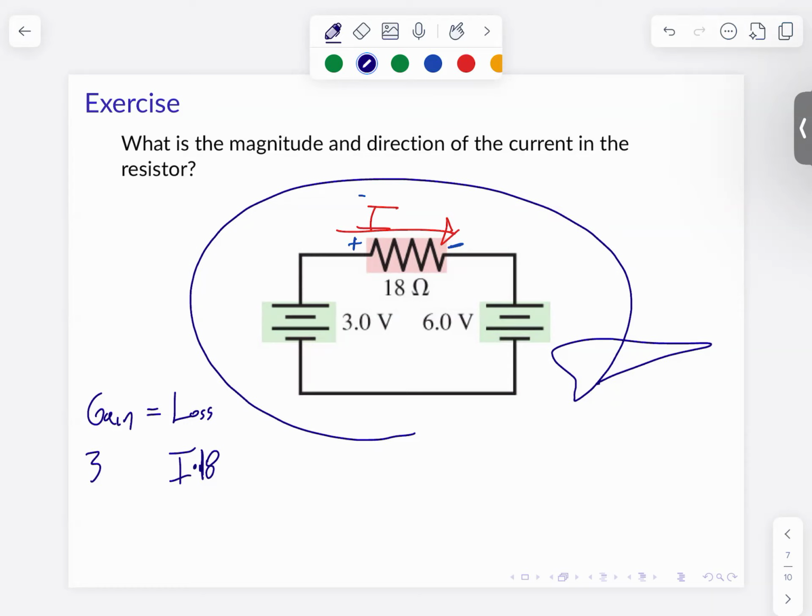Why did I know I lost? If current is flowing to the right, I'm going downhill, going from high to low. That's a loss of voltage. Which side of the battery is the long side? Which side of the battery is the short side? If I go from plus to minus side, have I gained or lost?